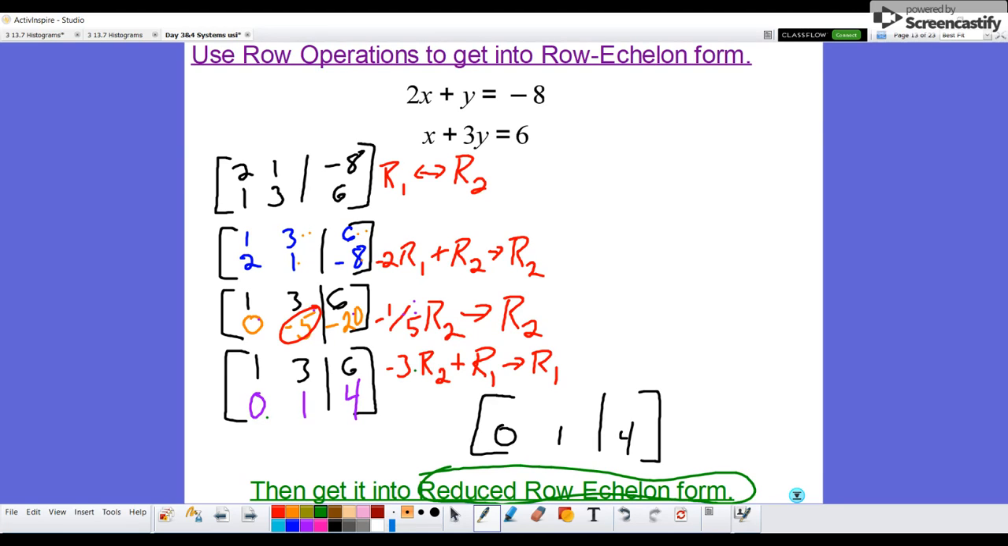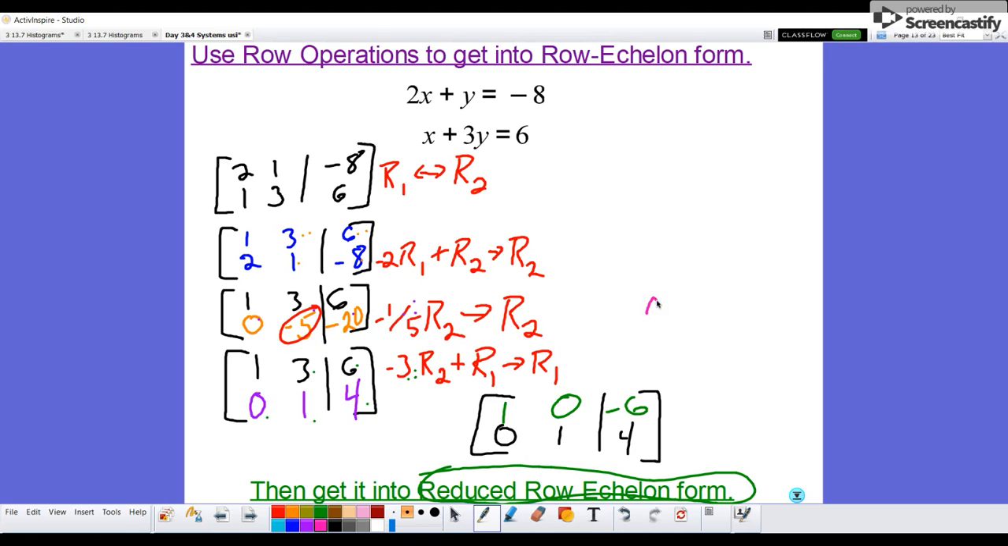0 times negative 3 is 0 plus 1, so that's still a 1, good. Negative 3 times 1 is negative 3, plus this 3 is 0. Negative 3 times 4 is negative 12, plus that 6, that is negative 6. And then we're pretty much done.